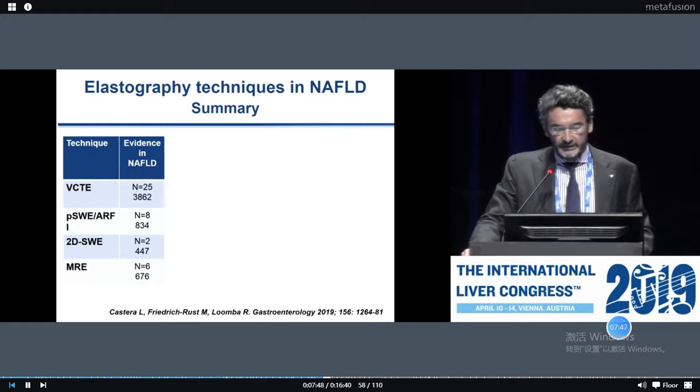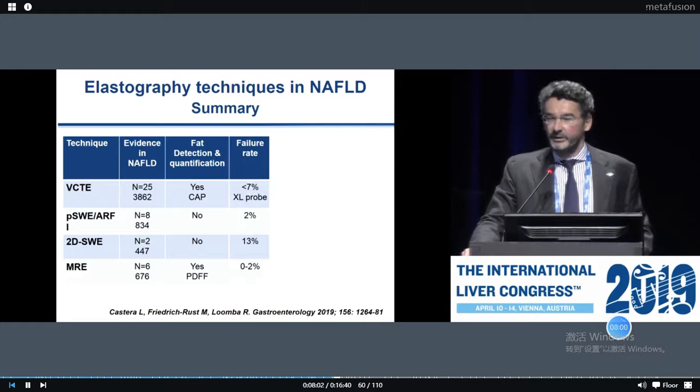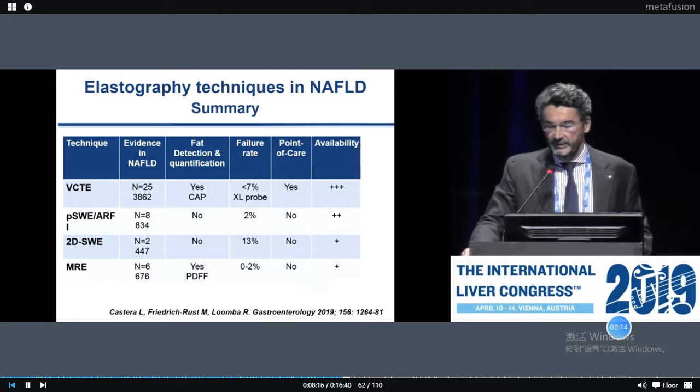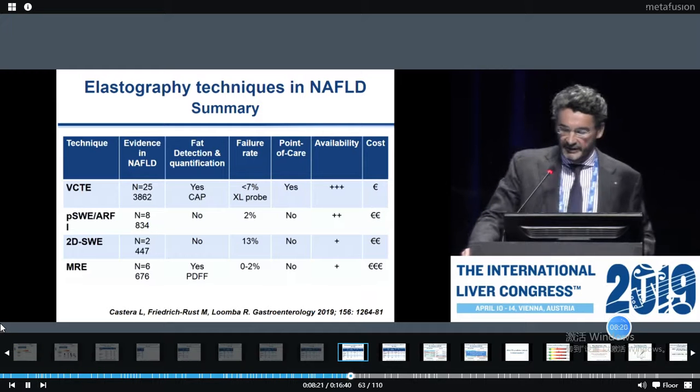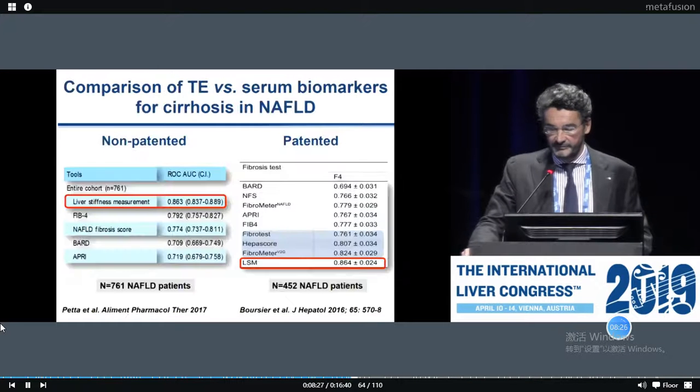To summarize, you can see the level of evidence in NAFLD is very high for transient elastography, not as high for the other techniques. You can also quantify fat with CAP or MRI-PDFF. The failure rate, as I mentioned before, is between 3 and 7% if you're using the XL probe, so close to the other techniques. It's a point-of-care technique, which makes a difference, of course, because you have an immediate result in 5 minutes. Availability is wide, and the cost is acceptable as compared to the other techniques. Thus, transient elastography appears as the tool of choice in this setting.